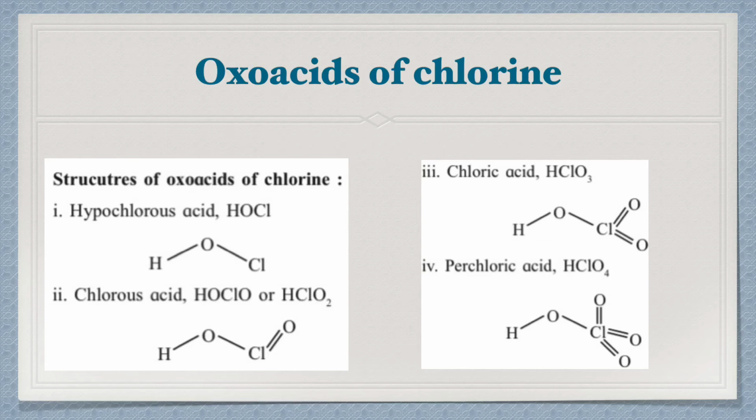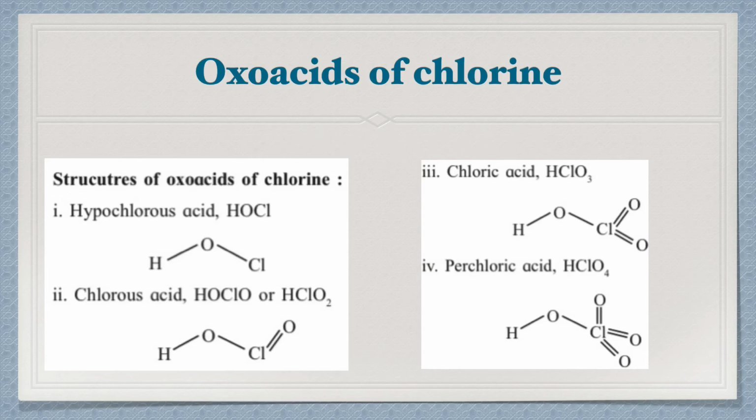Okay. Next one, chlorous acid, the formula is HClO2. So the structure will be HO intact, single bond Cl, double bond O, and that extra O is bonded with chlorine over there. The extra oxygen which will be added will always be bonded with the chlorine.